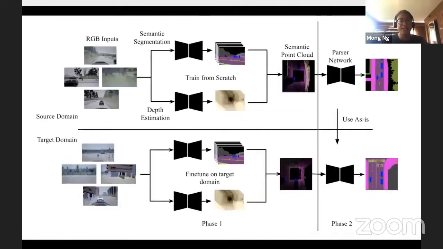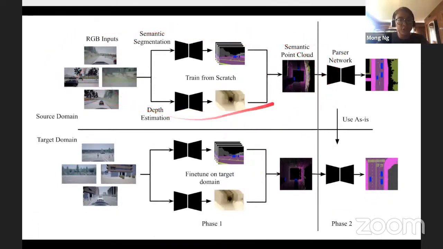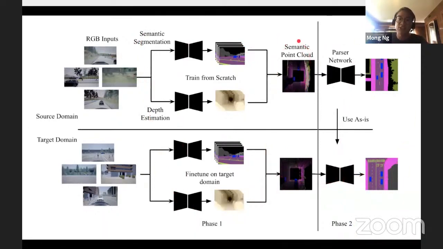And here is a diagram of our pipeline. On the top is our training protocol in the source domain, and on the bottom is the transfer learning protocol for the target domain. We split our pipeline into 2 phases, with phase 1 depicted here and phase 2 here, and we use an intermediate representation that bridges the 2. First, let's talk about the source domain training.